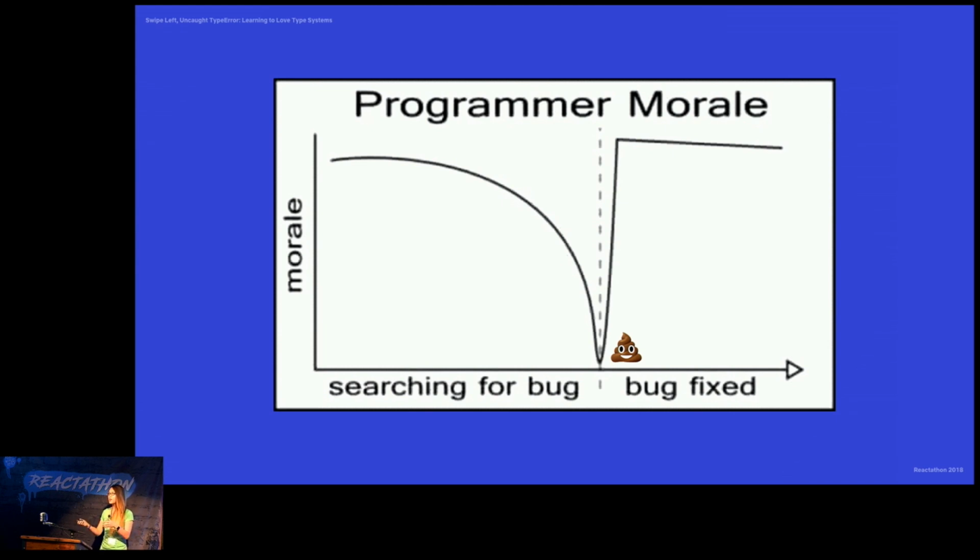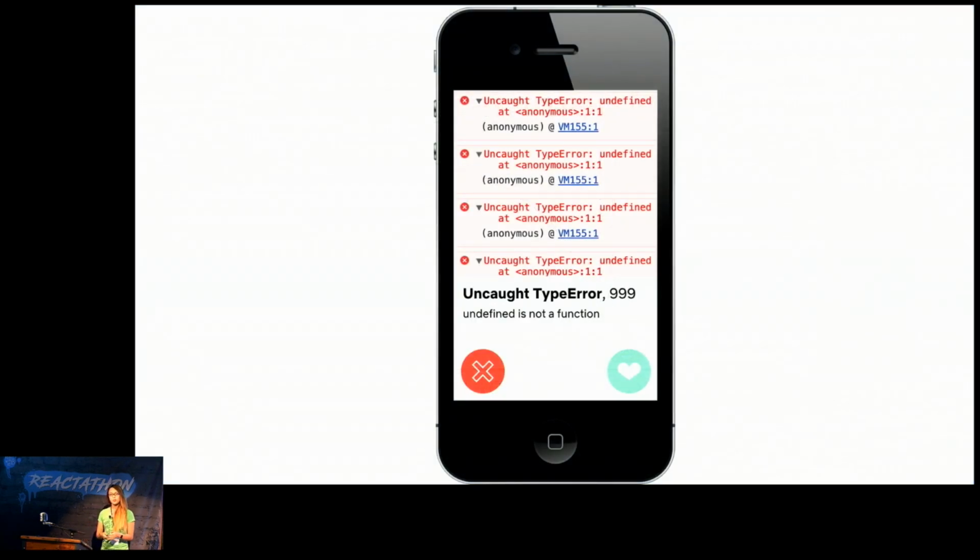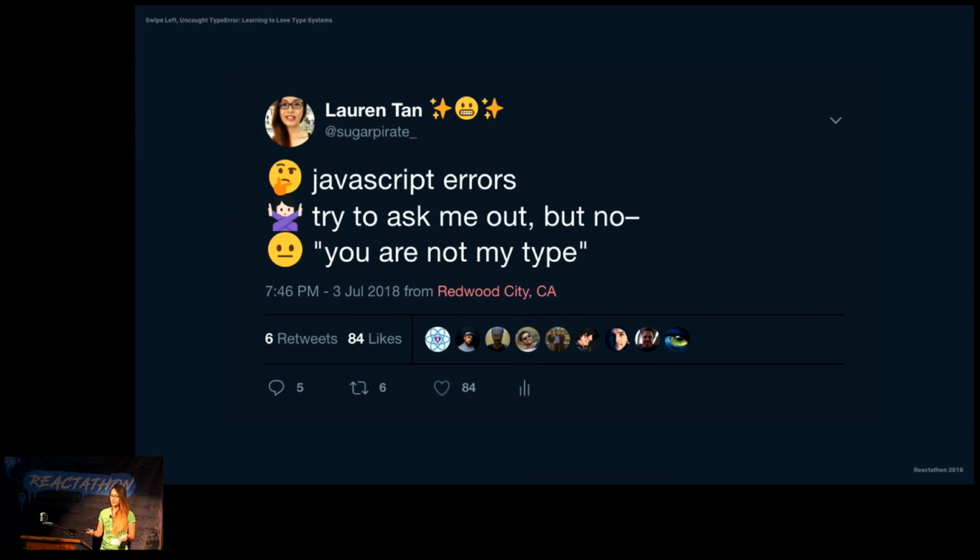But then you do find out what the bug is, and then all is good in the world, and your confidence is restored. I've been programming for a while now, so I've seen my fair share of JavaScript errors, as I'm sure you have too. So here we have everyone's favorite, undefined is not a function. Swipe left. And I don't know about you, but these kind of type errors are just not my type. I want to swipe left, turn everything off, drink hot chocolate when I see one.